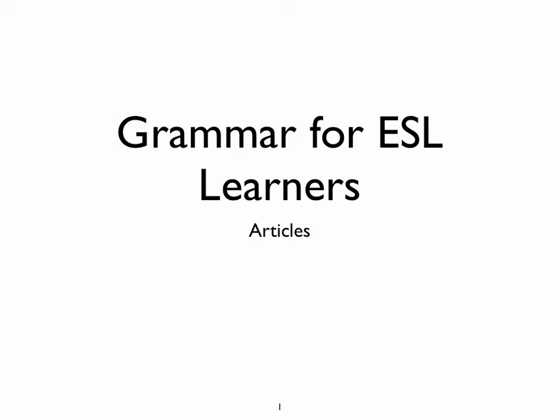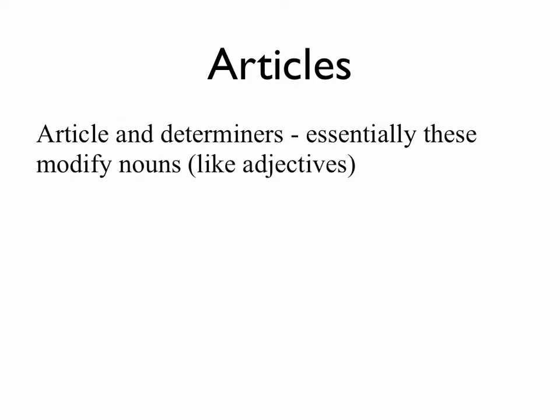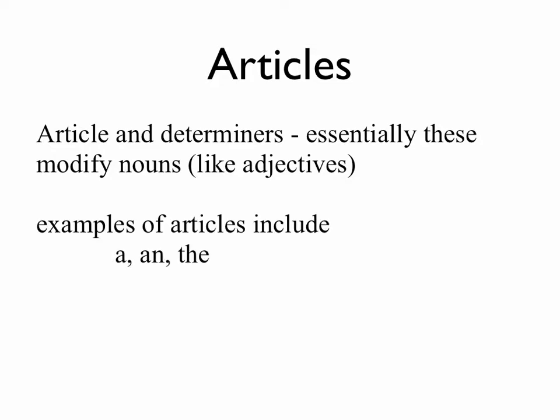Okay, grammar for ESL learners: articles. Articles and determiners modify nouns. Examples of articles include a, an, the. We have also talked about the zero article, but that just means that there is no article.